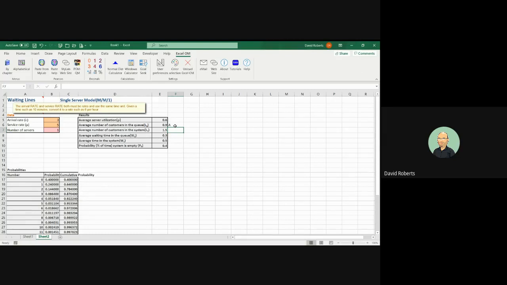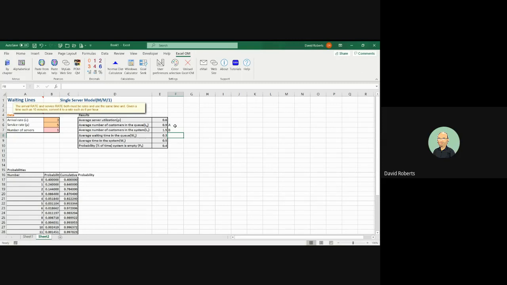Find the average number of customers in the shop. That would be the number of customers waiting plus the number of customers being served. So the number of customers on average in the system is 1.5. You don't even have to do any calculations, you just have to know how to read and interpret it.